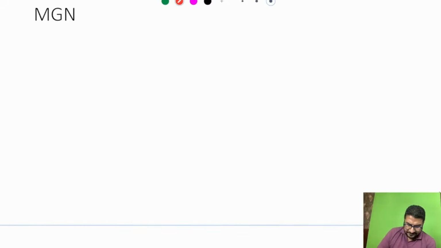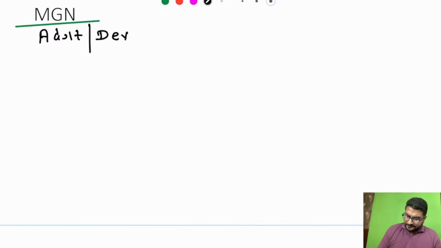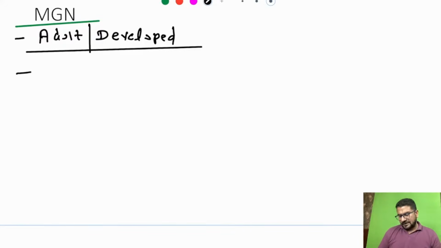Okay, now coming to MGN. MGN means membranous glomerulonephritis. Now understand, this is like a type of nephrotic syndrome, also seen in adults, but it is mainly affecting adults of developed countries. In MGN, you will see same feature, तीनों में same होगा. You will see protein leak, proteinuria, lipiduria, edema, right? Hypertension. These are same features.